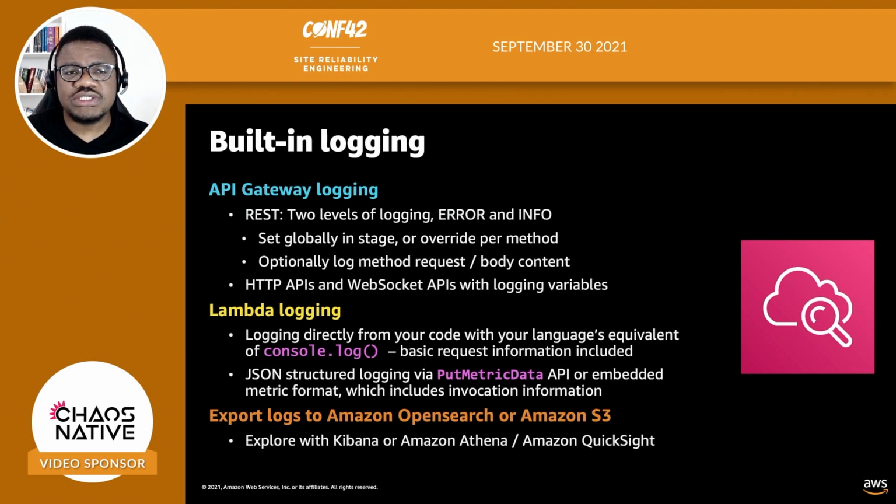You can do this through the language-specific equivalent of console.log in your application. Or you can also use the PutMetricData API we discussed in the last slide. Or you can use the embedded metric format, I'll be covering that, to create what we call structured JSON logging into CloudWatch. And you can then export that into Amazon OpenSearch, which is a new name for Amazon Elasticsearch, or Amazon S3, and then do your visualization using tools like Kibana or Athena or QuickSight as well.